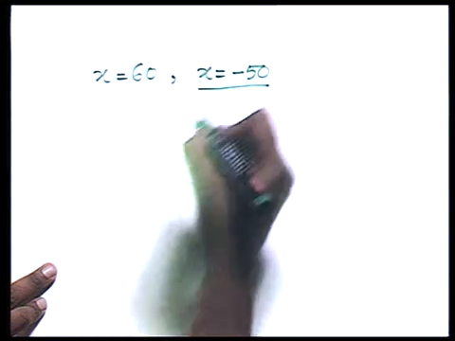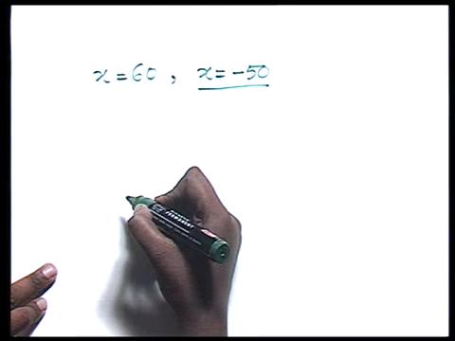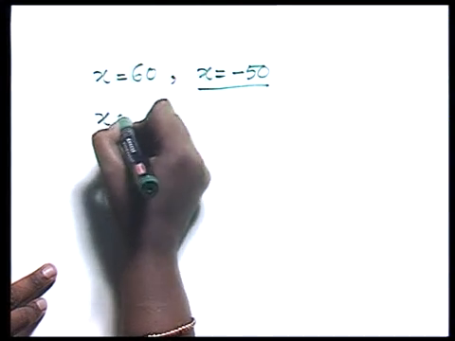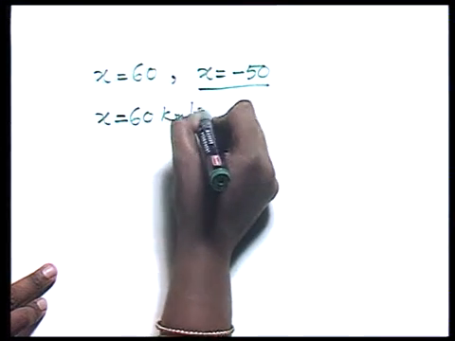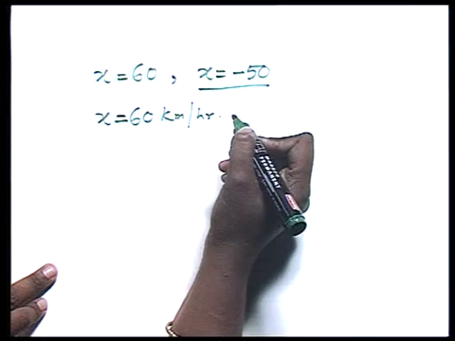But we had taken x as the average speed of the train. Can the average speed of a train be in negative value? No. So, we rule out this possibility and hence the average speed of the train will become 60 kilometers per hour, which was what we were asked to find.